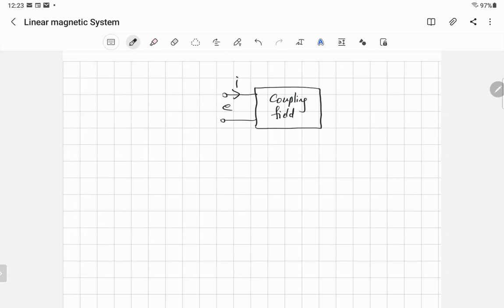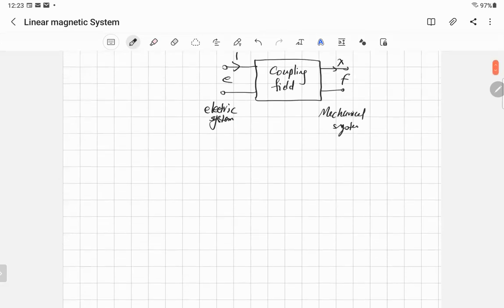So what you get from here is the energy from the electricity, the electrical energy. And what you get from the other side, so you can say that this terminal is the electric side, coming from the electric system. And here you go to the mechanical system. So what you get is force and displacement. How do you calculate that? It's related to the field. It's related to the energy stored in the coupling field.